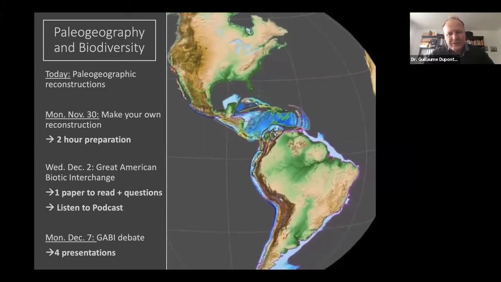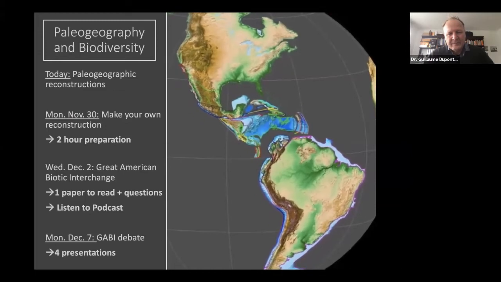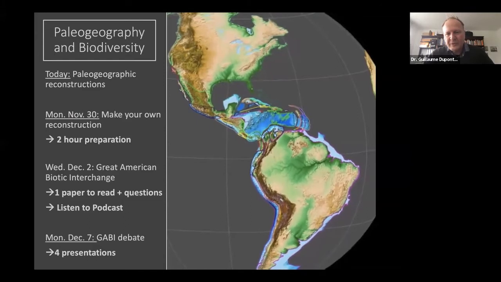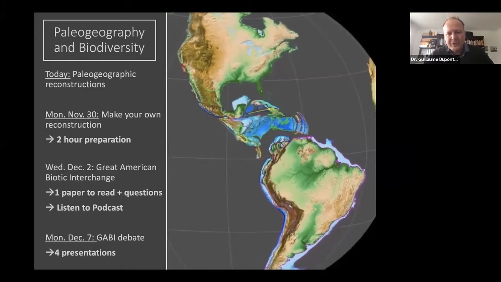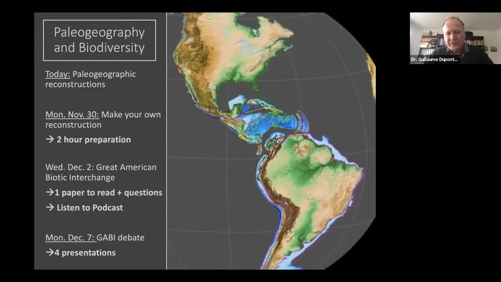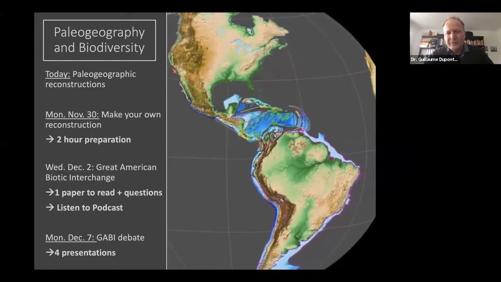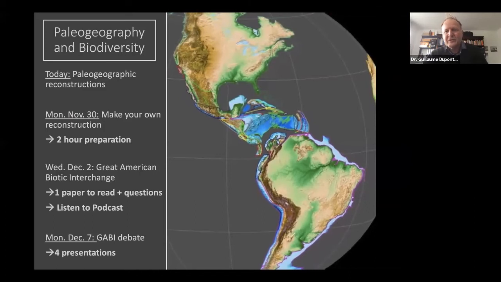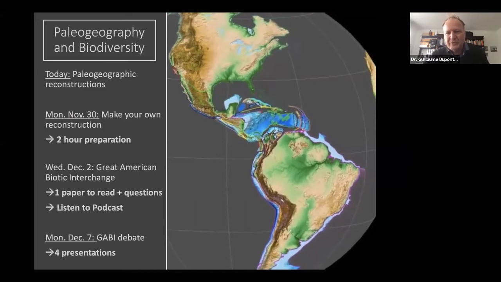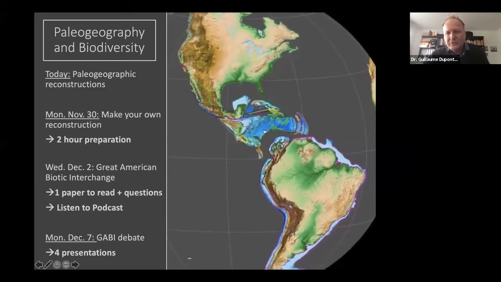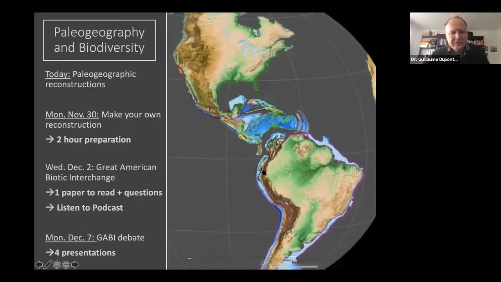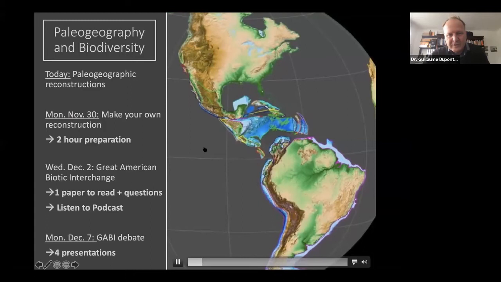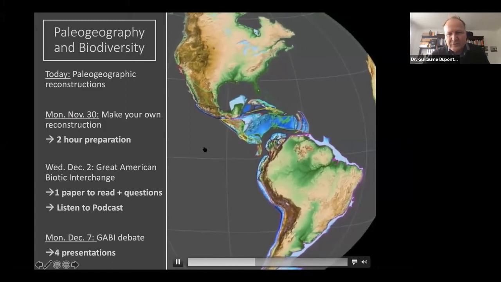And for Monday, you will actually make this reconstruction that you are looking at right now, okay? Because we are starting a big theme on the Great American Biotic Interchange. And this is a major component of this debate: when do the continents connect? And so you will make this reconstruction, actually. We will teach you how to do this.